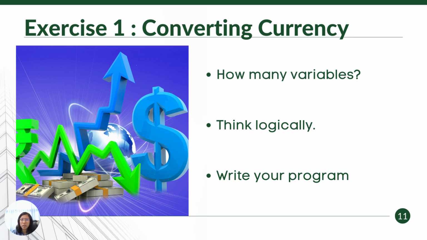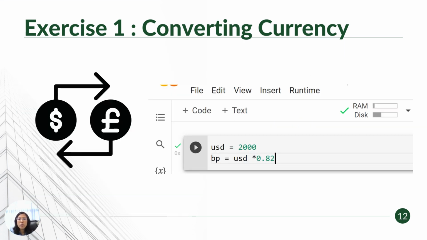Let's just write the program. Very simple. First of all, I define the USD. I'm going to convert from USD to pounds. Let's say I define the USD as 2000. Then to compute the British pounds, I just need to multiply USD with the exchange rate. The given exchange rate is 0.82 pounds per USD, so I just need to multiply these two.